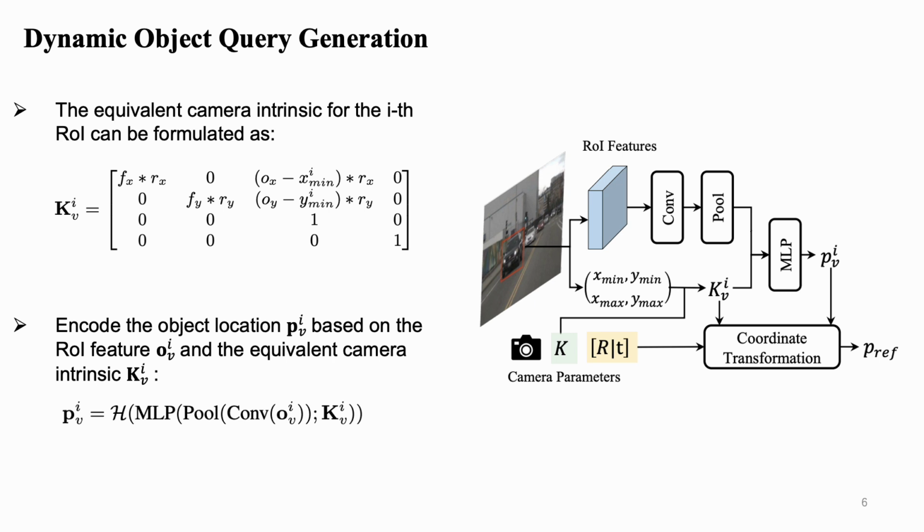The dynamic query generator derives a 3D reference point in 3D world space for each ROI. Then the object query is generated from the reference point by a positional encoding layer. Specifically, we first obtain the equivalent camera intrinsic for each ROI. Then we encode the object location based on the ROI feature and the equivalent camera intrinsic.